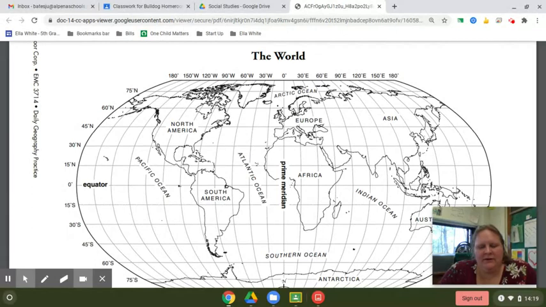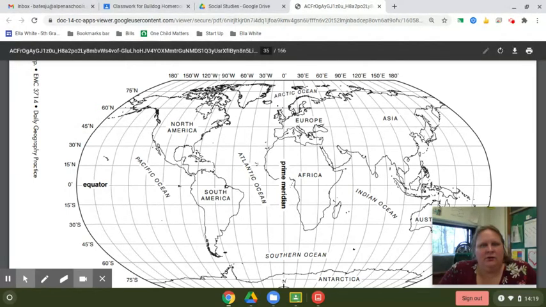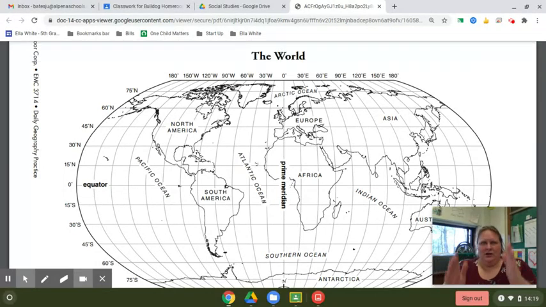Now, coordinates. We've learned about coordinates. For example, the middle of North America, we could say right where maybe the O is, at 45 degrees north, and we go over to 105 degrees west. All right. So we always go latitude, longitude, latitude, longitude.